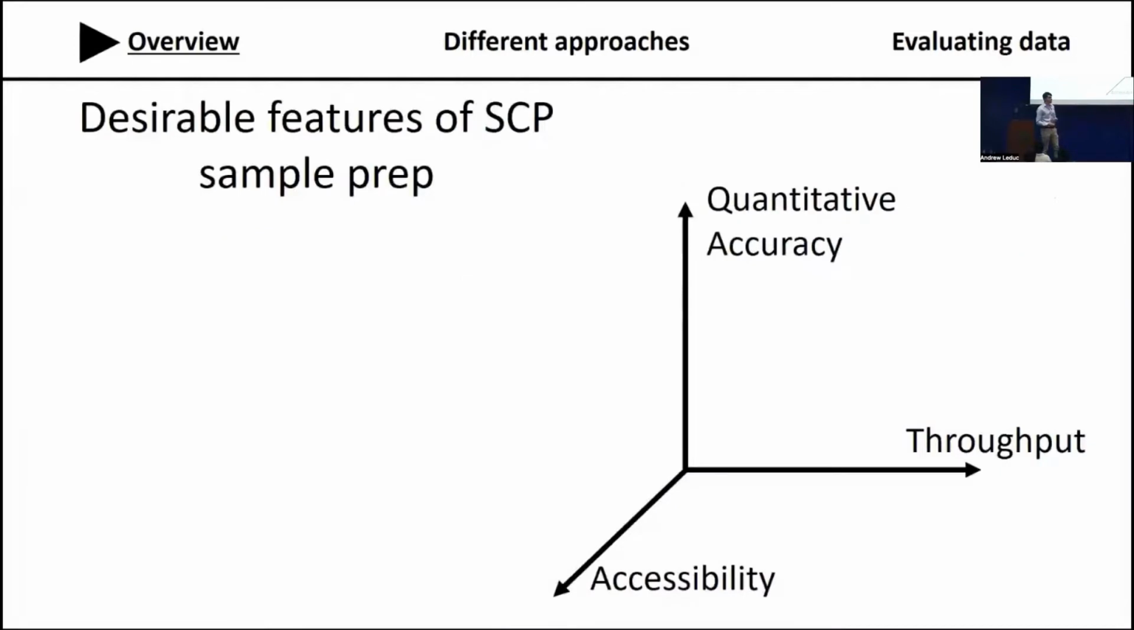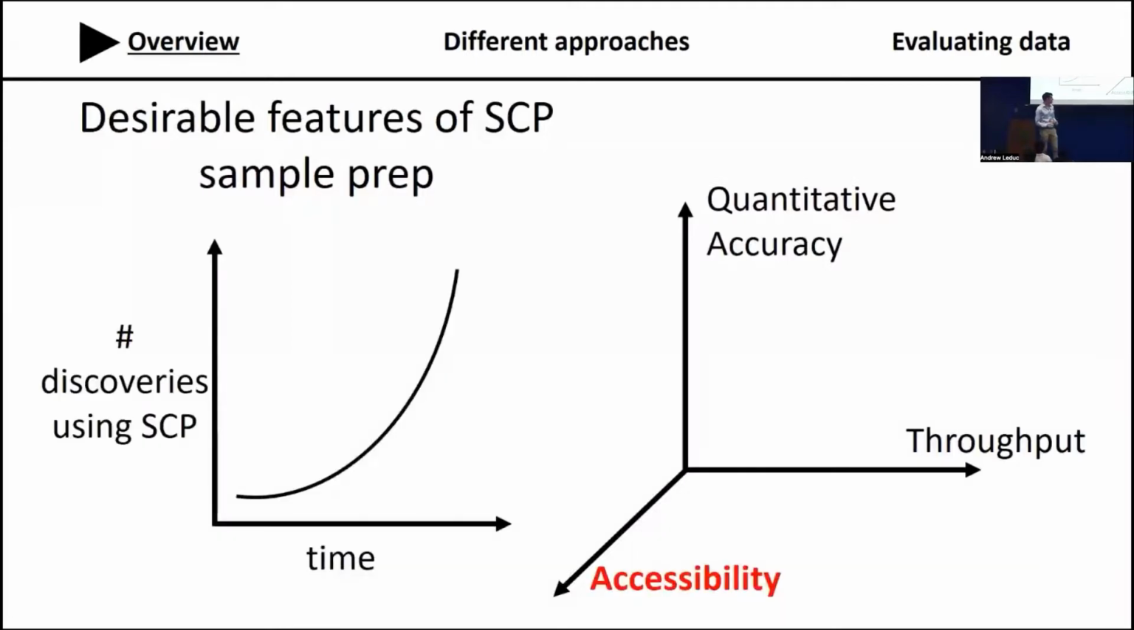But regardless of what choices you make, there's a couple things that ideally we'd like to have as guiding principles, nice to have features of our sample prep. I've just outlined three here, but of course there's more. The first being accessibility. We really ideally would like our methods to be accessible so that we can get single cell proteomics into the hands of as many people as possible and empower more discoveries with this technology that we think is really cool and potentially powerful.